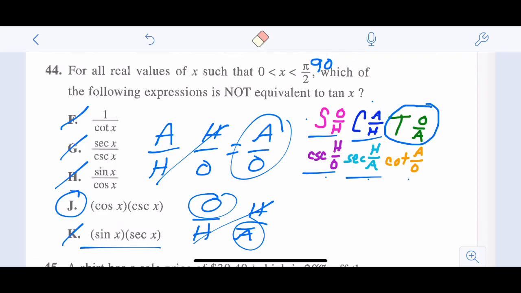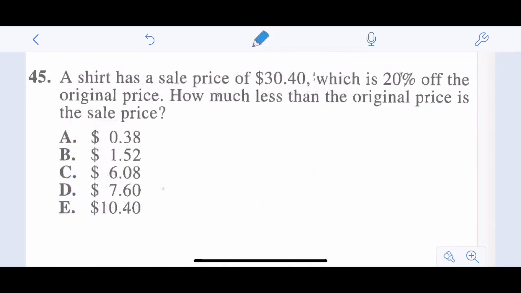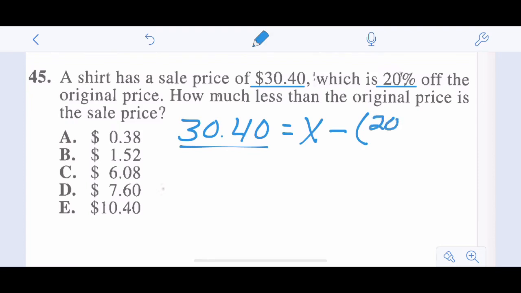So a store has a sale price of $30.40, which is 20% off the original price. How much less than the original price is the sale price? So we know we paid $30.40. And we know we're looking for the original price. And what we paid is 20% off the original price.